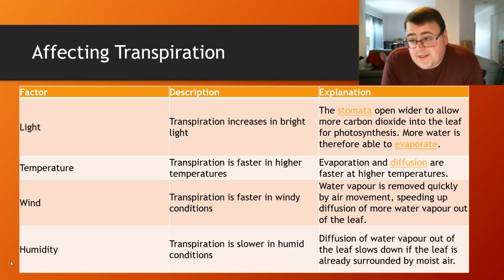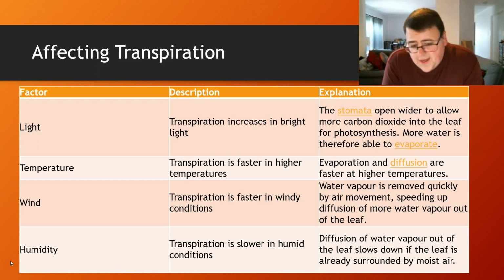Lastly, just looking at the factors that will affect transpiration, because obviously transpiration is the component that most of this is based on. So we have light, temperature, wind, and humidity. So obviously in bright light, transpiration increases, and that's because the stomata are opening wider, allowing more carbon dioxide into the leaf for photosynthesis. When that's happening, because the stomata are open, more water is able to evaporate.